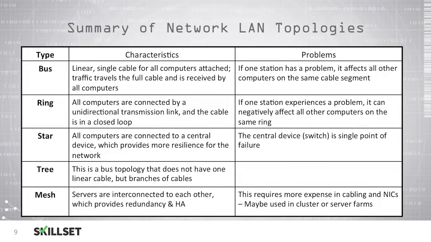With a mesh topology, servers are interconnected to each other, providing redundancy and high availability. Mesh networks are more expensive because they require additional network interface cards for your devices and additional cabling, but these are typically used in clusters of servers for server farms or data centers. For the CISSP examination, you should remember that the mesh network provides you with the highest amount of redundancy and reliability, however, it is also the most expensive.